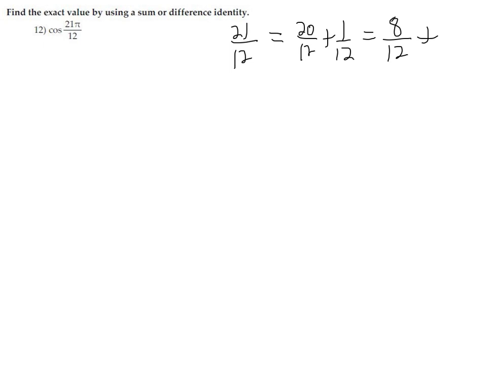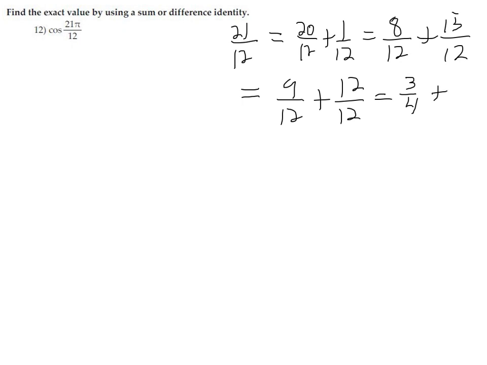That's still not good. 7 and 14, 6 and 15. Maybe there. Or 9 and 12. Oh, there's a good one. How about 9 twelfths plus 12 twelfths? Now, 9 twelfths is 3/4. 12 twelfths is 1. In terms of pi, 3 pi fourths is a value I can handle, and pi is a value I can handle. So this is going to work out.